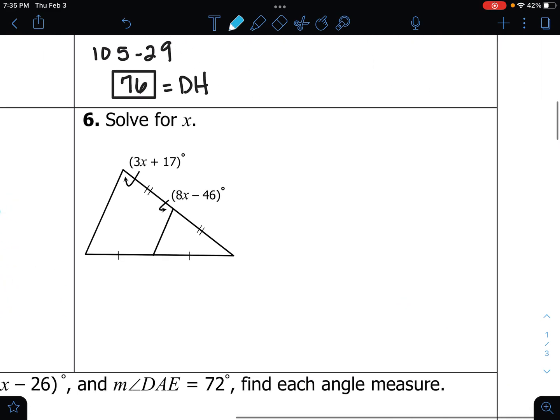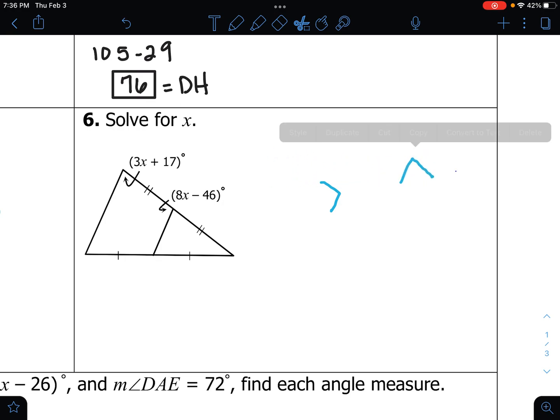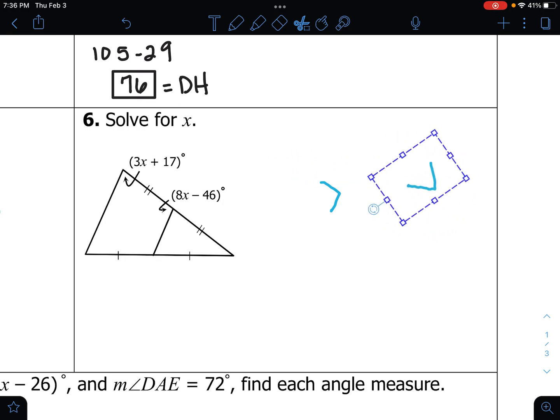Number 6. Now this one's a little different. I'm going to illustrate what's going on here, and hopefully this makes sense. Firstly, I just traced those angles so you can actually see what they look like. And I'm going to take this one and rotate it. This isn't the best drawing, but you can see here that these angles make a line. So when I put them together, they make a straight line, which means they equal 180 degrees. That means they're supplementary. So this is going to be part plus part equals 180.